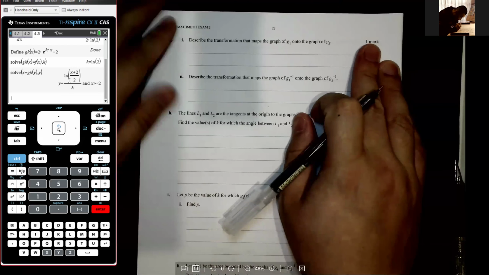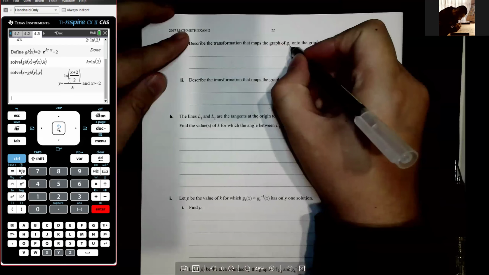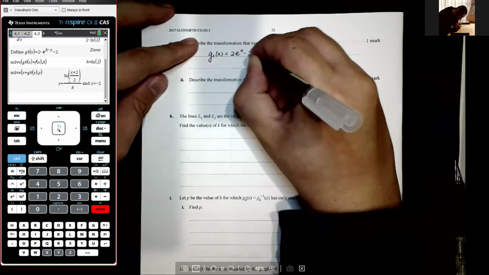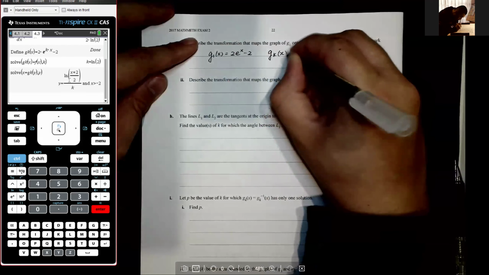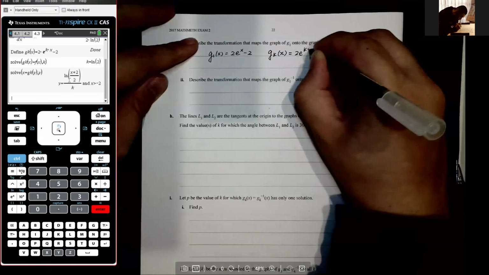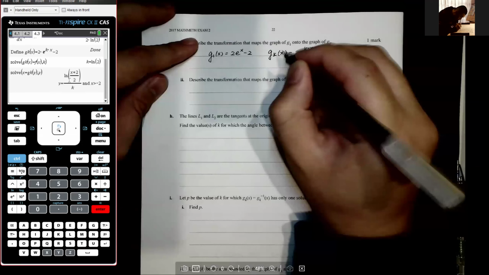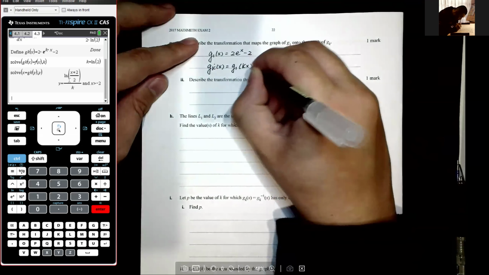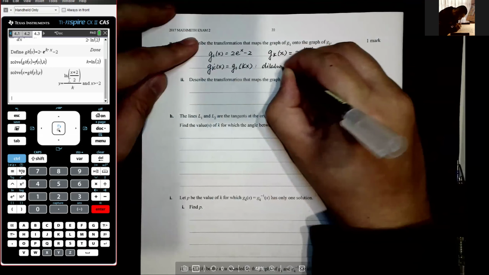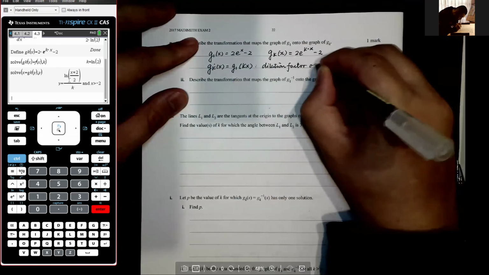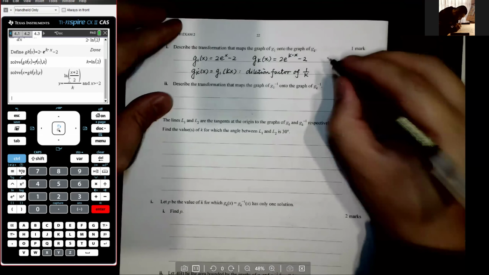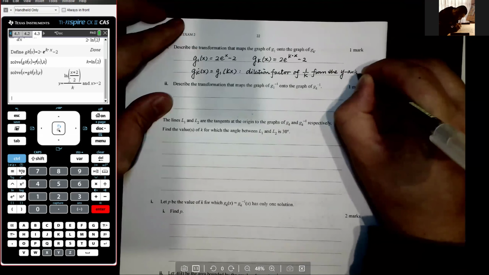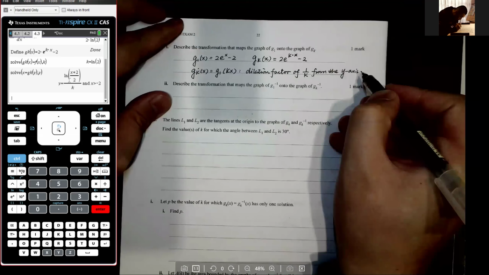Describe the transformation that maps the graph G1 onto Gk. Well, this subscript 1 means k equals 1. So G1 of x is 2e^x minus 2, and Gk of x equals 2e^(kx) minus 2. We recognize this is Gk(x) equals G1 of kx. So it's a dilation factor of 1 over k from the vertical axis, or from the y-axis. You might want to say parallel to the x-axis, okay?